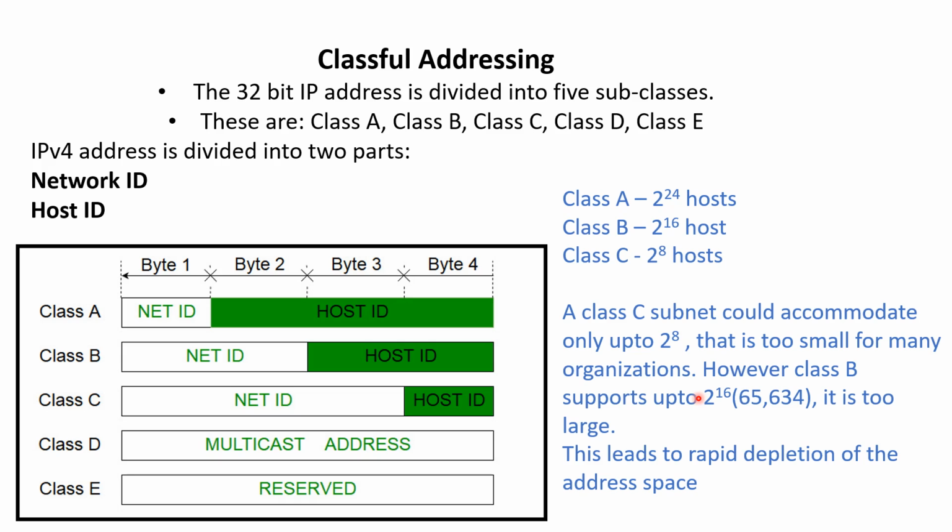So CIDR is the current IP addressing system which we are living with. This much only regarding IP addressing.